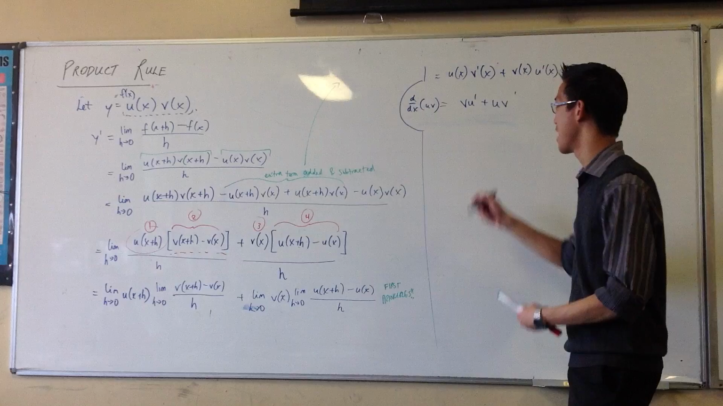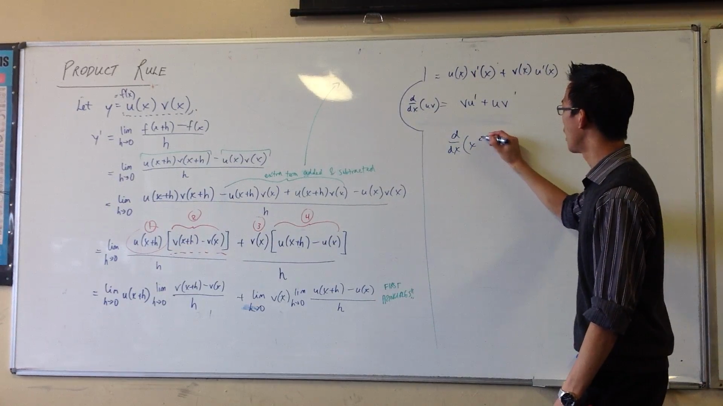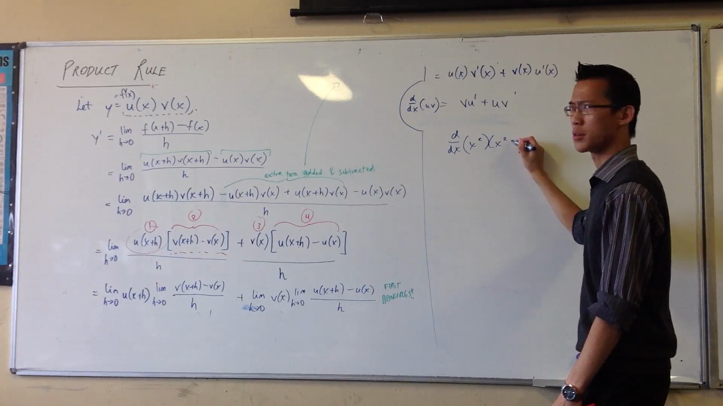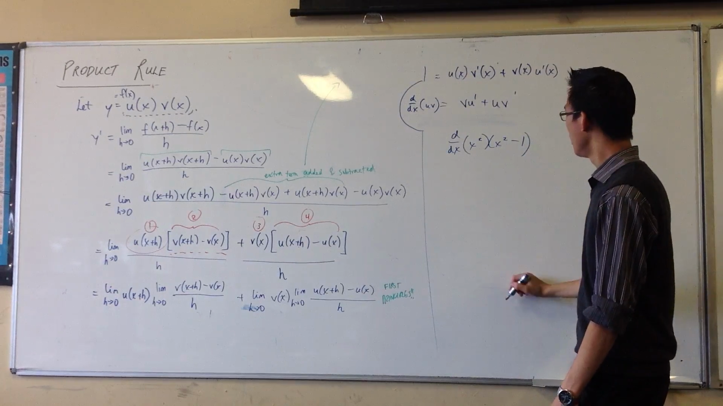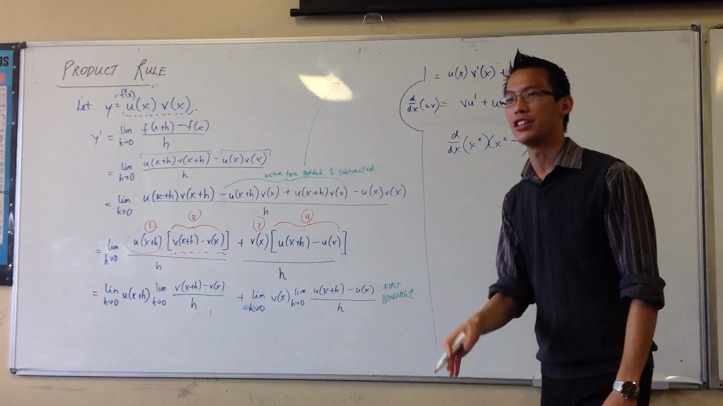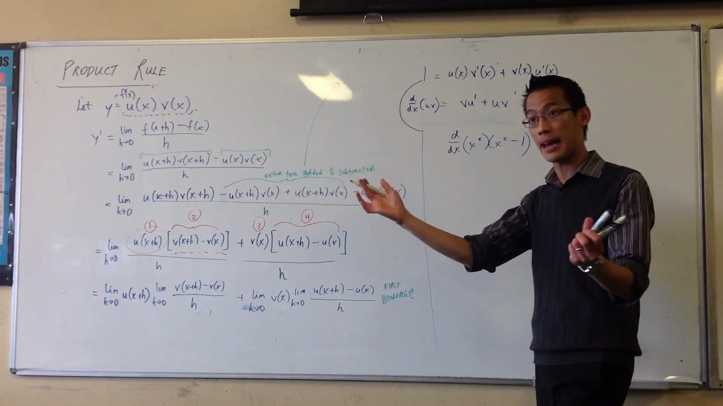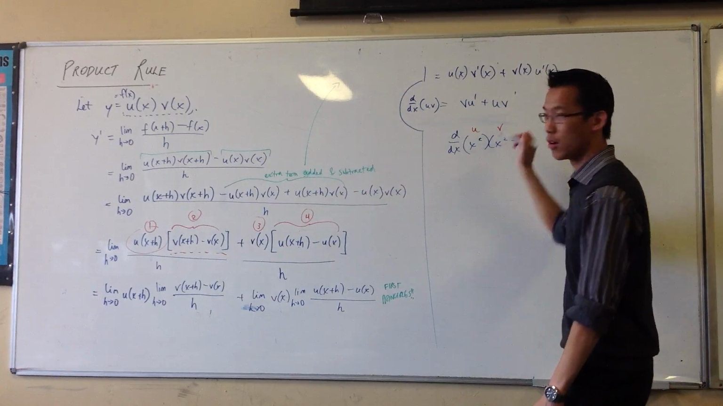Can we come back to our example? We said the derivative of x squared times x squared minus 1, I think. Yeah. Okay, so how do you do this? Like I said, I know you can do this by expansion, but later on we'll meet the kinds of functions that you can't just expand out. So let's practice what we're doing here.